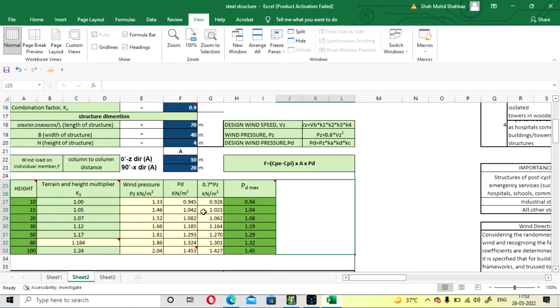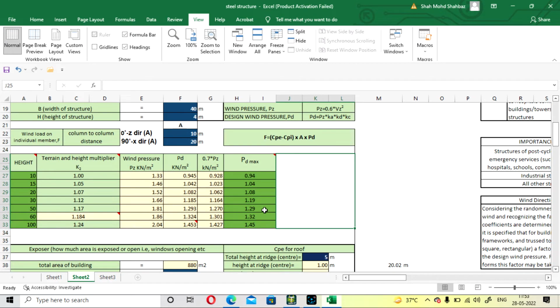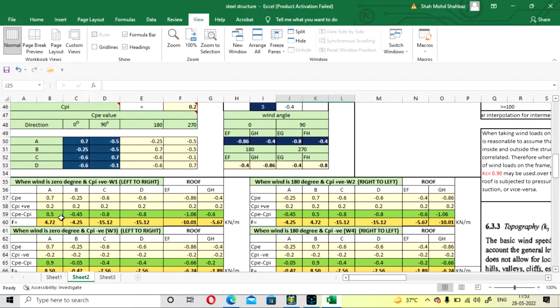Here wind pressure is calculated. Our height is 10 meters, so you have to follow the PD value from here. If our height is more than 10 meters, say 15 meters, you have to follow this, so you have to change it yourself. Generally the height of steel structures or warehouses is not greater than 10 meters, but in any case, if it is, you have to take the value from here and change the PD value in this. I will show you how it is calculated from here.